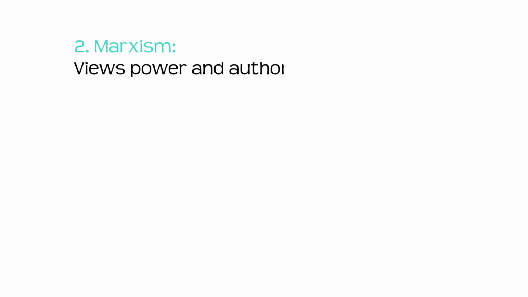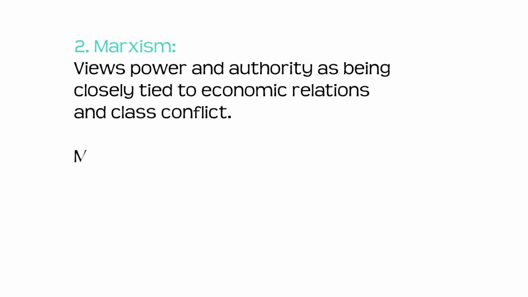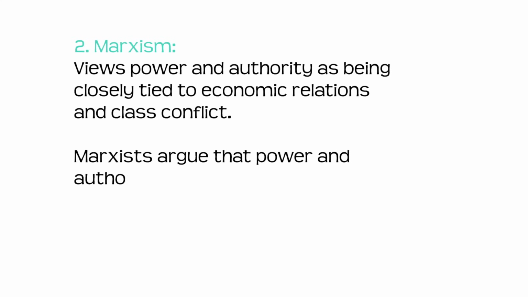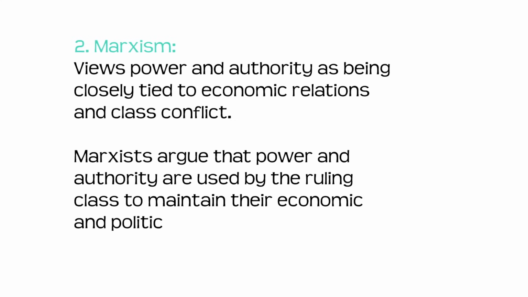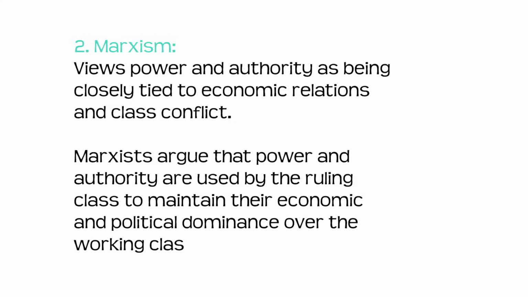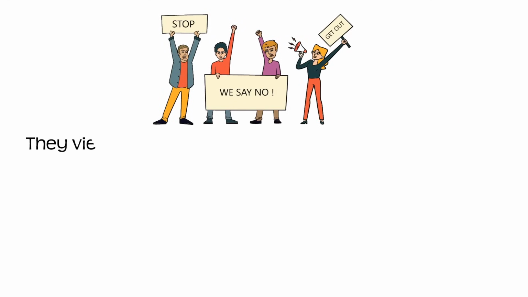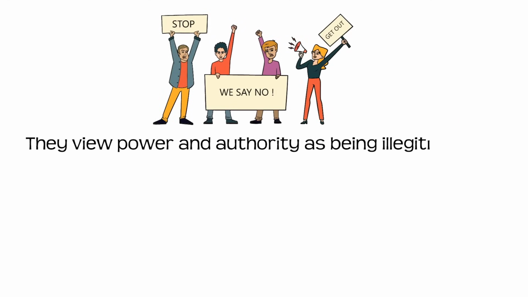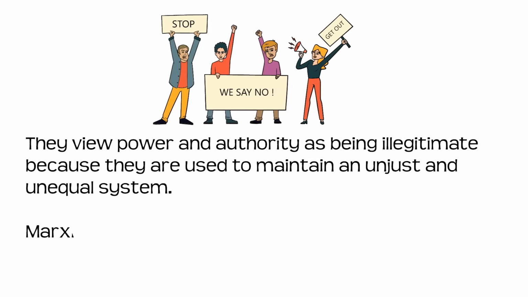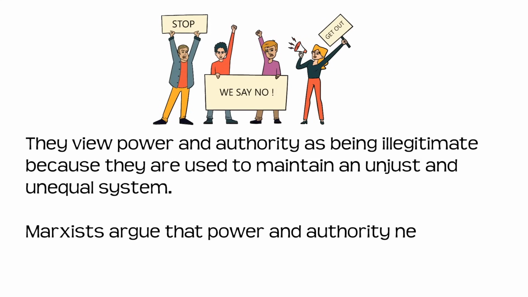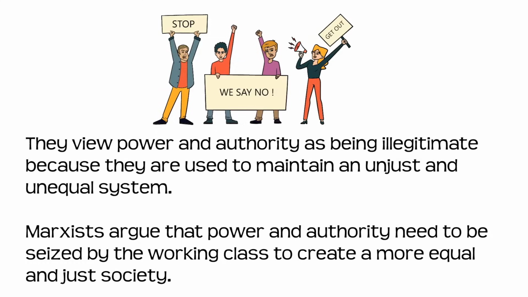Number 2, Marxism. This views power and authority as being closely tied to economic relations and class conflict. Marxists argue that power and authority are used by the ruling class to maintain their economic and political dominance over the working class. They view power and authority as being illegitimate because they are used to maintain an unjust and unequal system. Marxists argue that power and authority need to be seized by the working class to create a more equal and just society.